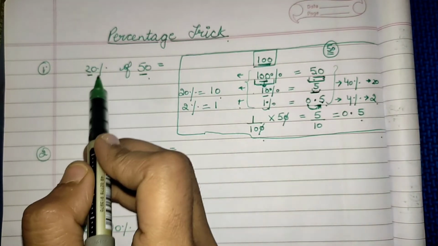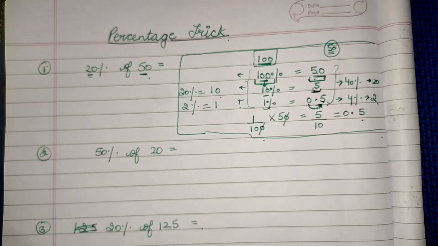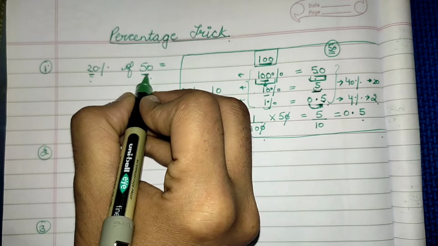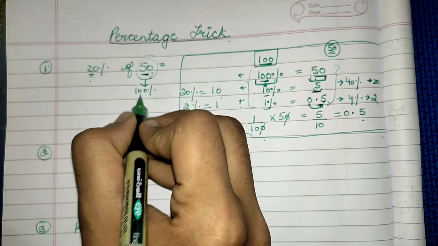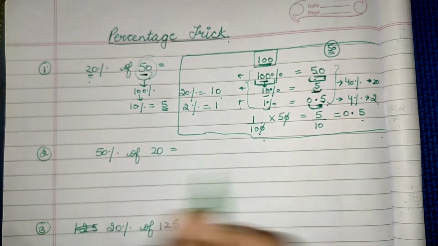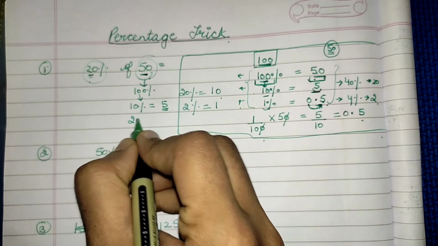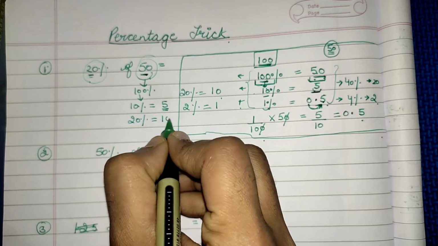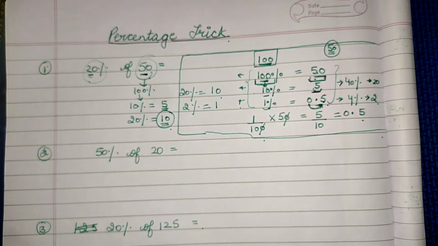So we have to find out 20% of 50. In the exam, quickly think what will be the 10% of 50. You know that this value is my 100%. So what will be 10% of this number? 10% of this number will be simply 5, and I have to calculate the 20% of this number. 20% will be double of this value, so it will be my 10.